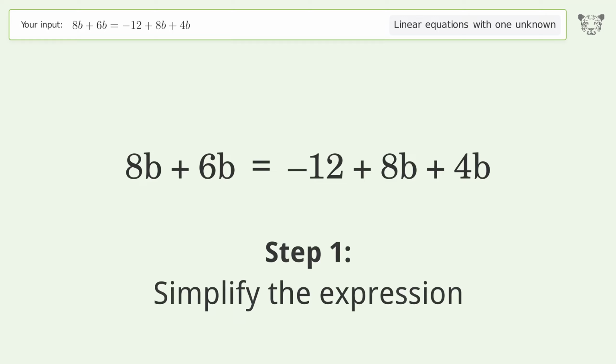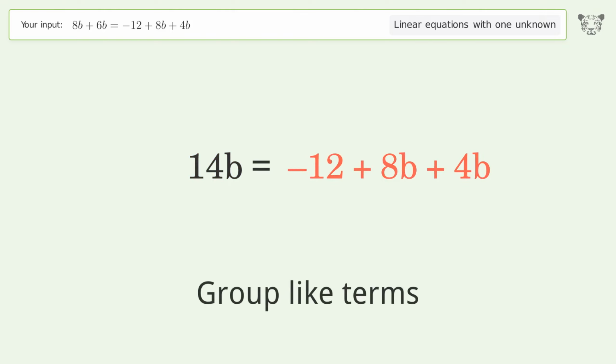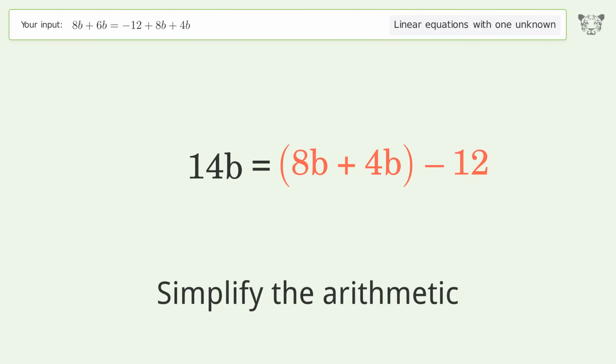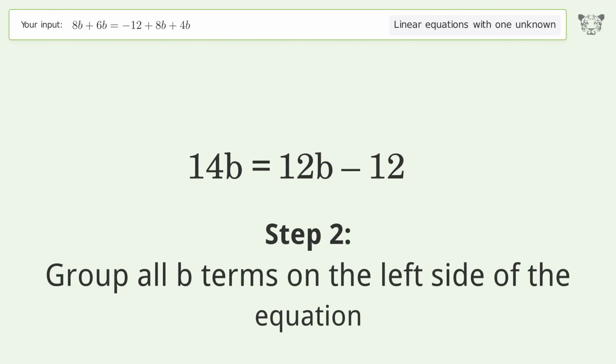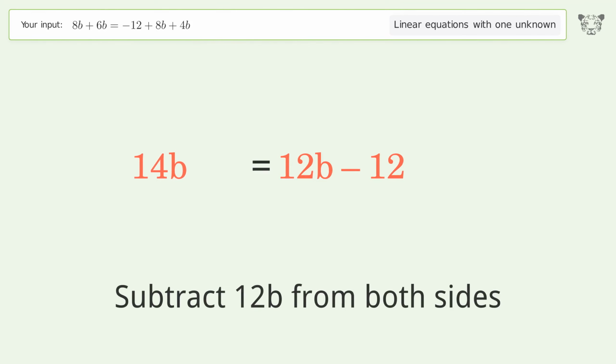Simplify the expression. Simplify the arithmetic. Group like terms. Simplify the arithmetic. Group all b terms on the left side of the equation. Subtract 12b from both sides.